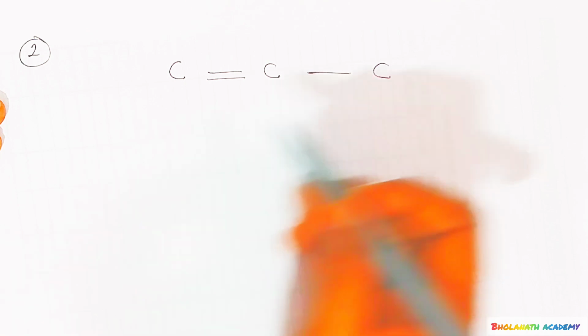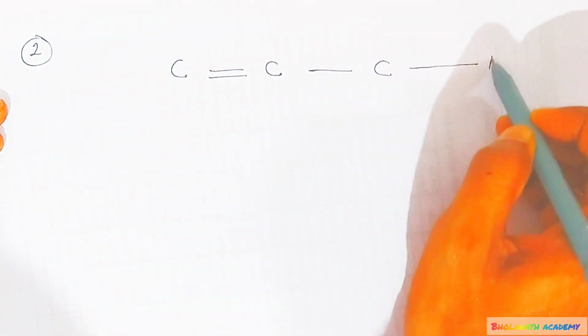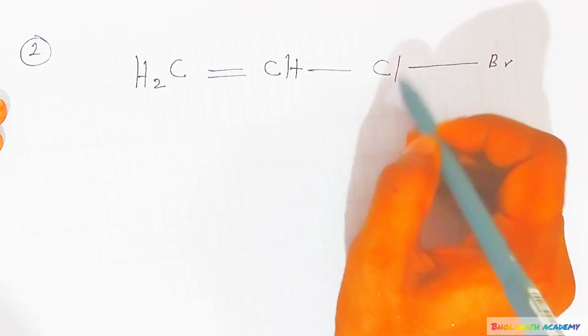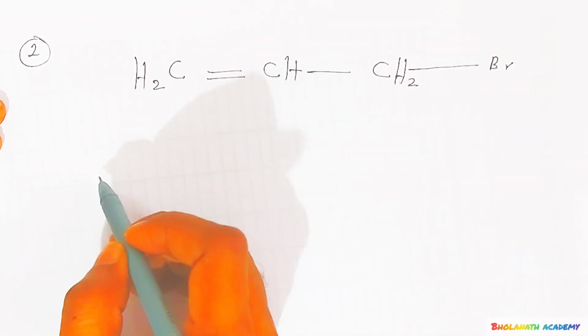It's a 3 carbon compound. Okay, students. So here the double bond is present here. Now if halogen is attached to this carbon, now fill the valency with hydrogen. Okay, students, and here it is CH2. Now what will be the name of this compound, students?